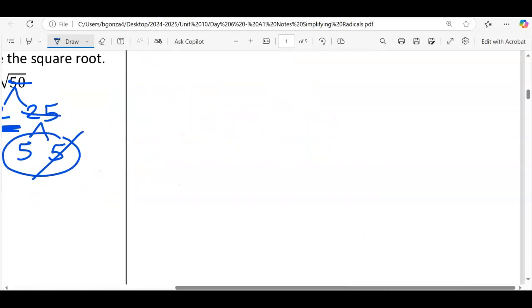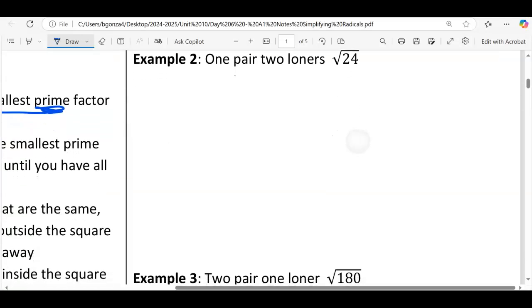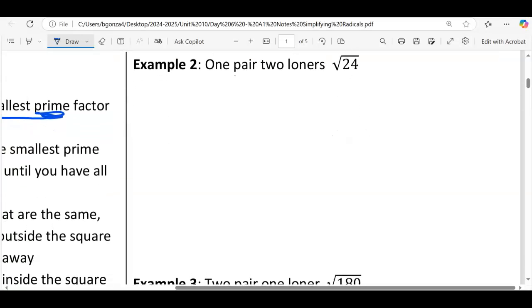So let's see that in action here. Let's do number 2. Ready? Okay, square root of 24. What am I going to do first? Make my tree, my root system. And I'm always going to start with 2. Does 2 go into 24? 2 times what is 24? 2 times 12. Write it down. Cross out 24 because you broke it down.